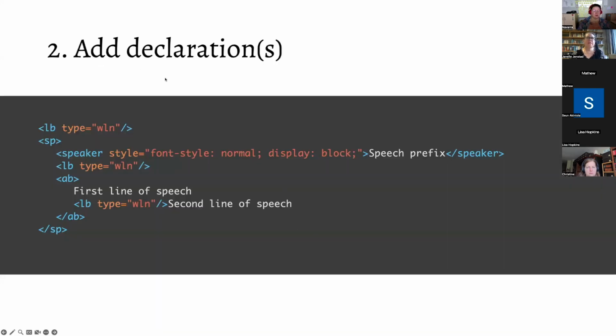So once we've found what our declaration is, we're going to just add it in as the value on our style attribute. So here we're saying that we want this font to be in Roman type, so it's going to be font-style of normal. And then we also want it to display block, which is just going to make sure that this overrides our generic styling for speaker, which makes it appear on the same line as our speech.